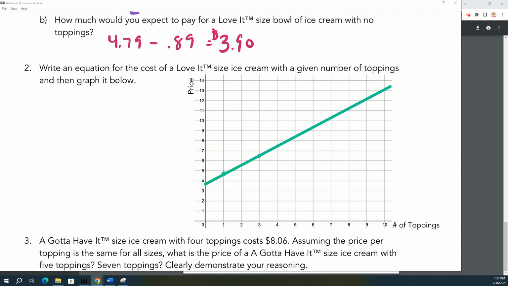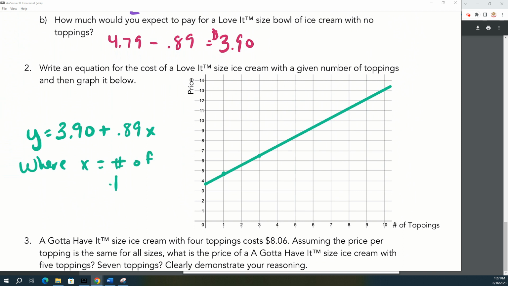But you were also on step 2 supposed to write the equation. And so what you probably did is the base price plus the price per topping times the number of toppings. All right, so you can put as many toppings as you want to as long as you're willing to pay for them.